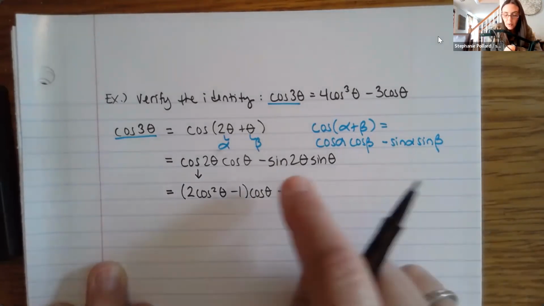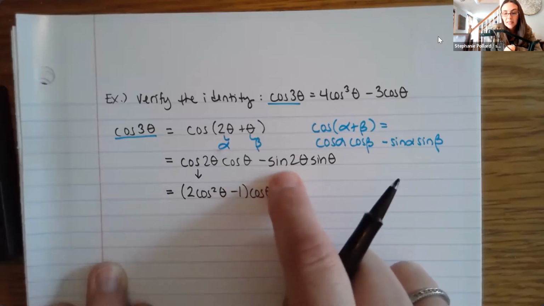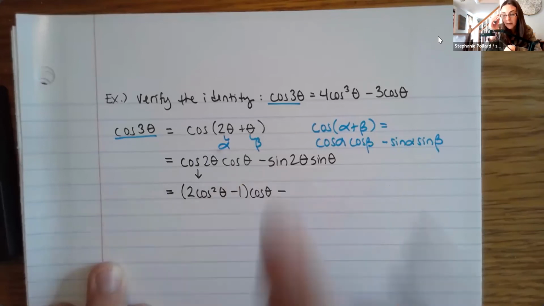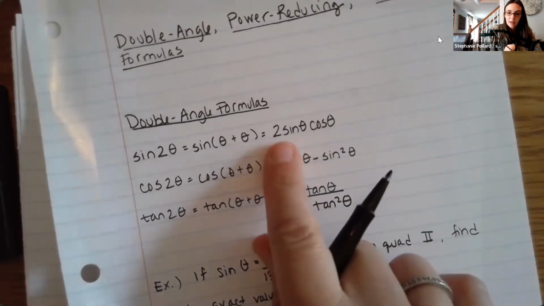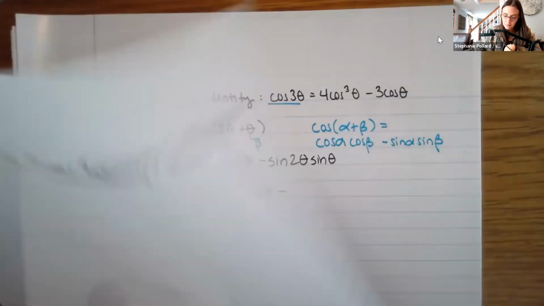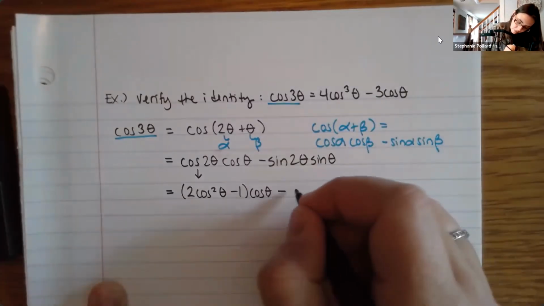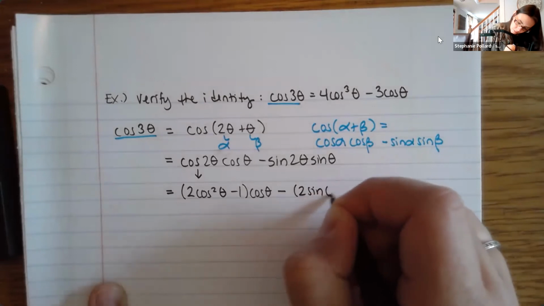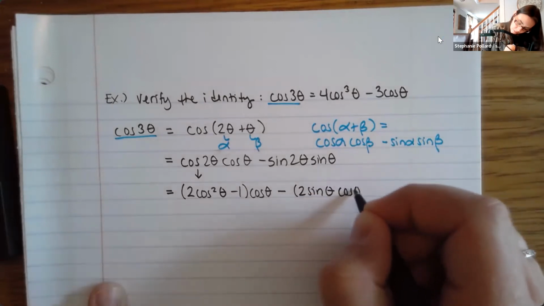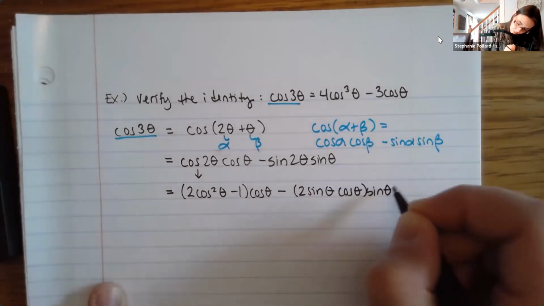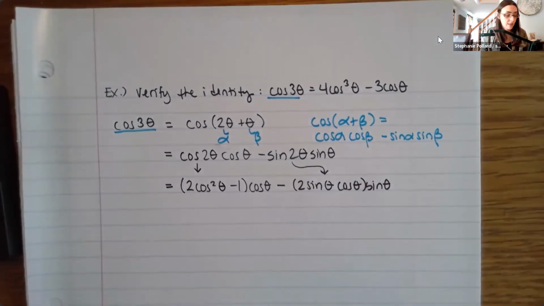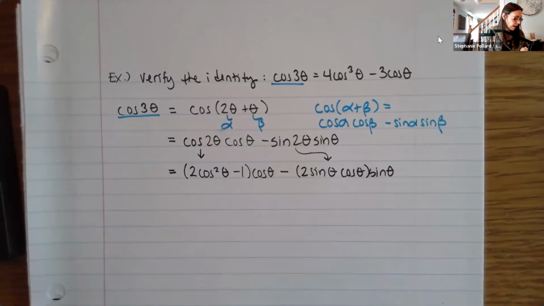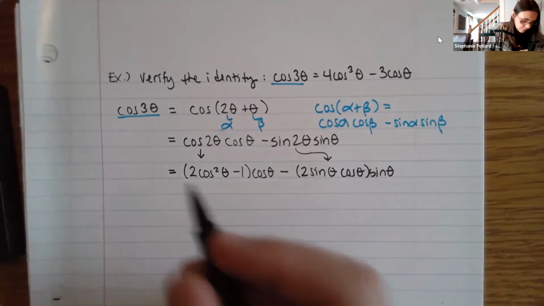And then I'm also going to replace my sine of twice theta using, again, my double angle formula for sine here. So going back, our double angle formula for sine is 2 sine theta cosine theta. Okay, so that's where those two pieces came up. And now I'm going to clean it up a little bit here.